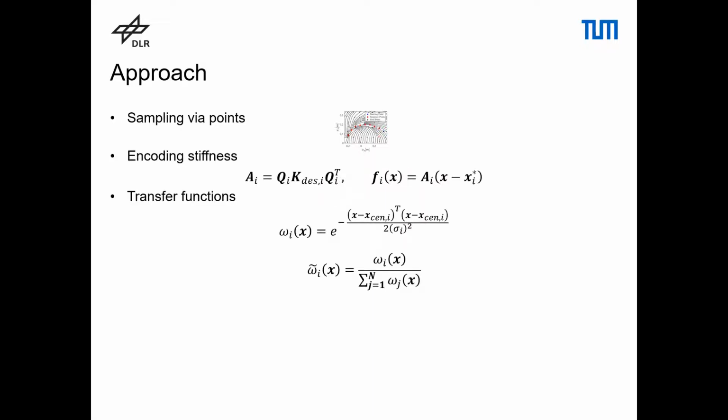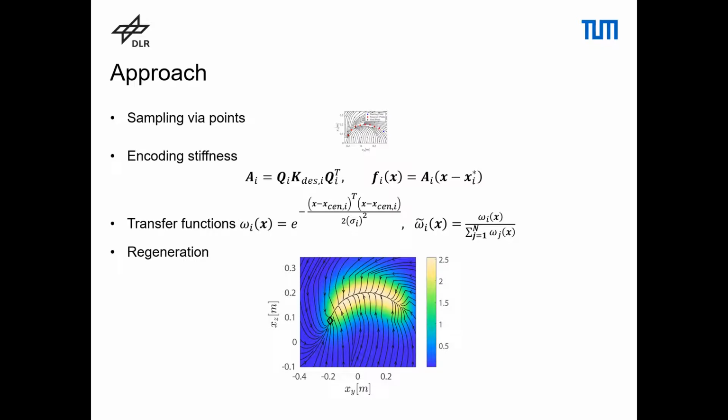Then we will define the distance-dependent Gaussian kernels and normalize them to be our transfer functions. We will check the sum of Gaussian kernels in real time. Once it is larger than the threshold, which means the robot is far away from the path, a regeneration process will start. This figure shows the effective tube area defined by the threshold.